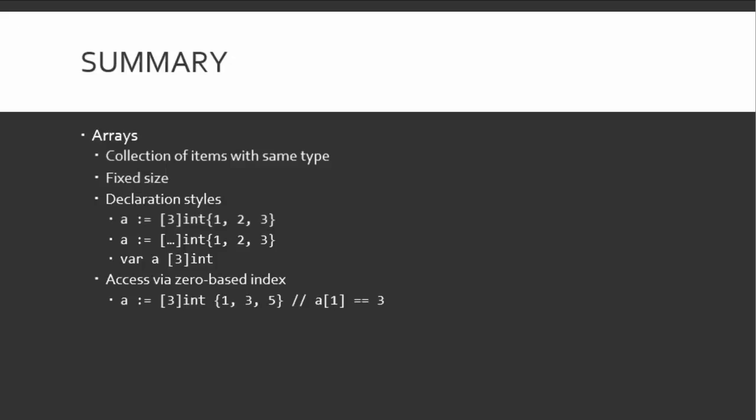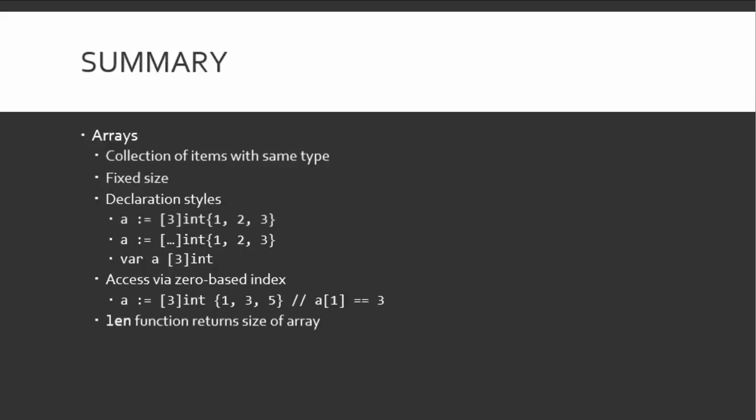We also talked about how arrays are zero-based. So we're going to be counting from the head of the array. So the first element in the array has the index 0, the second element has the index 1, and so on. So in this example, if we ask for the index 1 of array A, we're going to get the value 3 out.